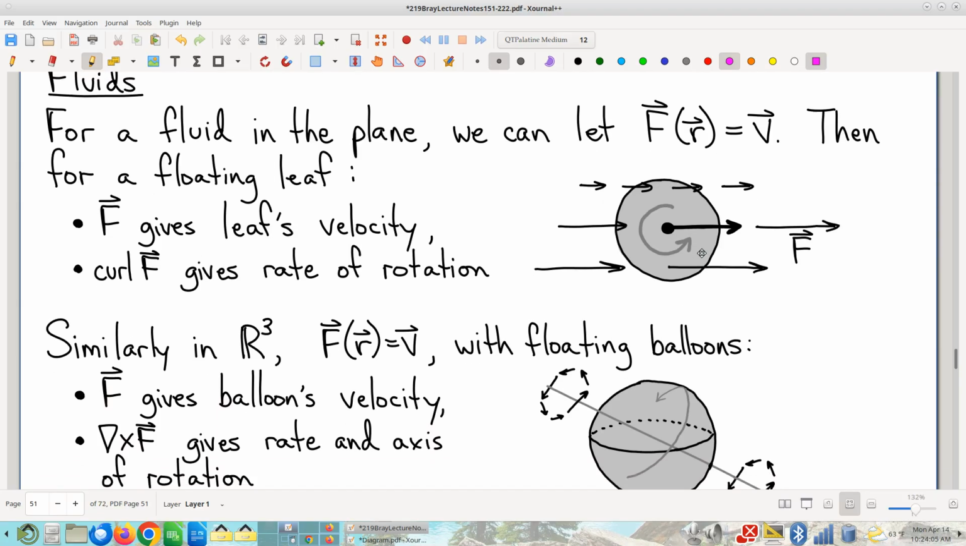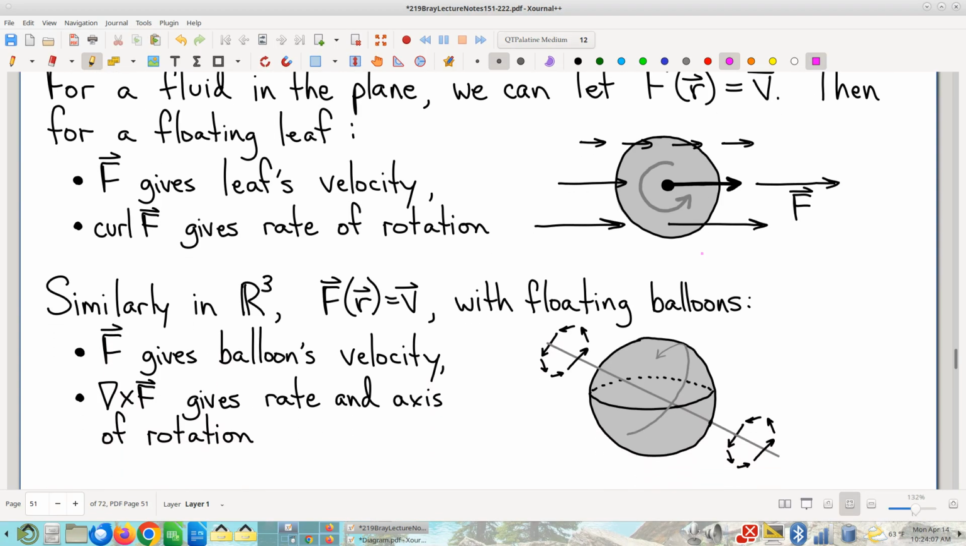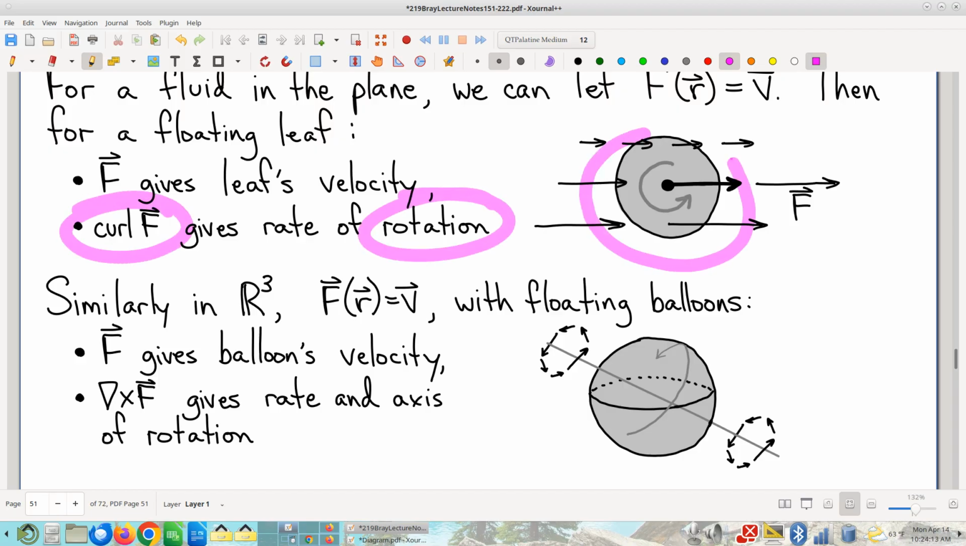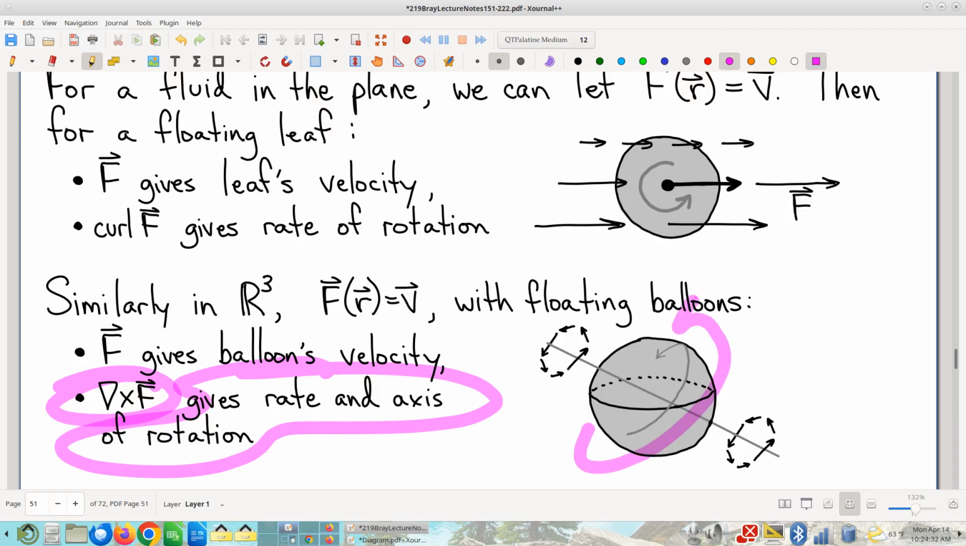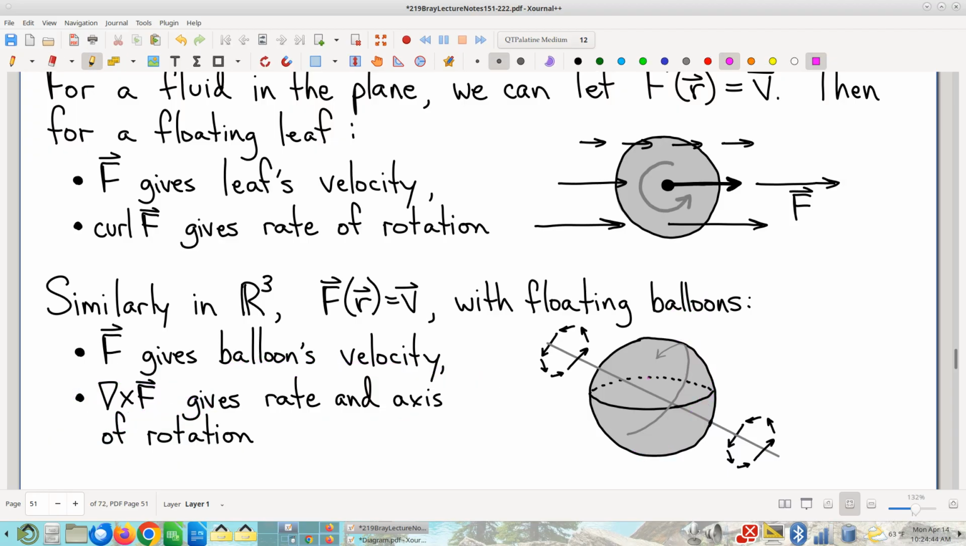We ended last time talking about fluids. No particular surprise here that curl tells you the nature of the rotation of the fluid and therefore the nature of the thing floating in the fluid. And then likewise, in 3 dimensions, curl is telling you the nature of the rotation of the fluid. Then again, this time in a more complicated way, we have to talk about what axis, etc. And therefore also tells you the nature of the rotation of the thing floating in that fluid. Now, 3-dimensional instead of 2. Okay. All right. Moving along.